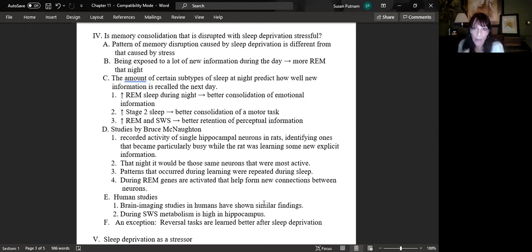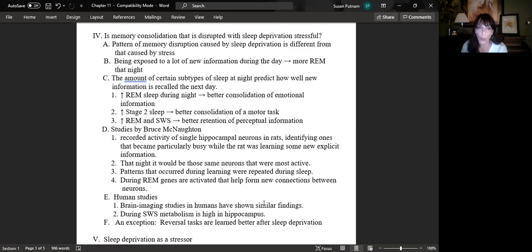And he identified ones that became particularly active while the rat was learning some new explicit information. Explicit. This area of the room over here, I need to stay away from that because if I go over there, I'm going to get a shock. Use your imagination. There are a lot of different types of information. Or like mazes, I mean, you know all about testing rats in mazes, all kinds of mazes.